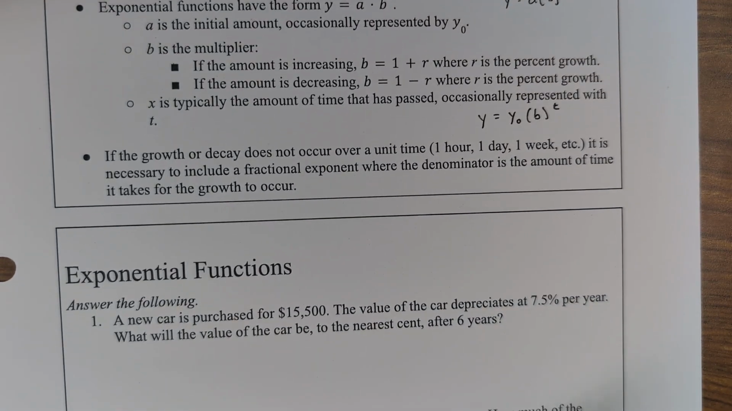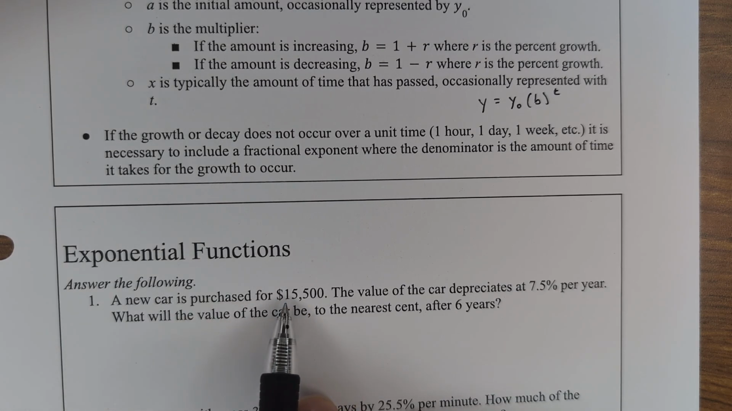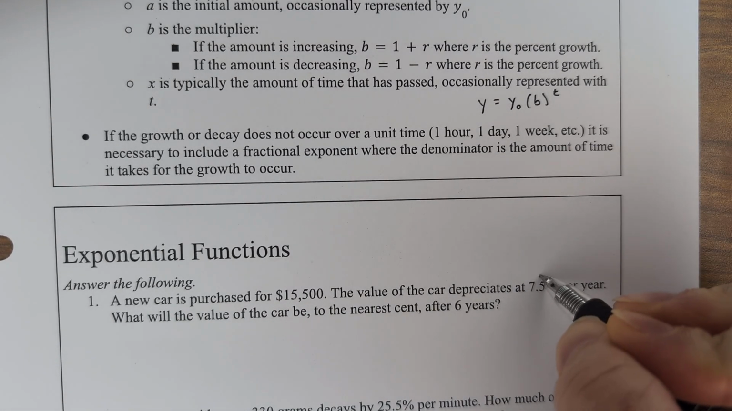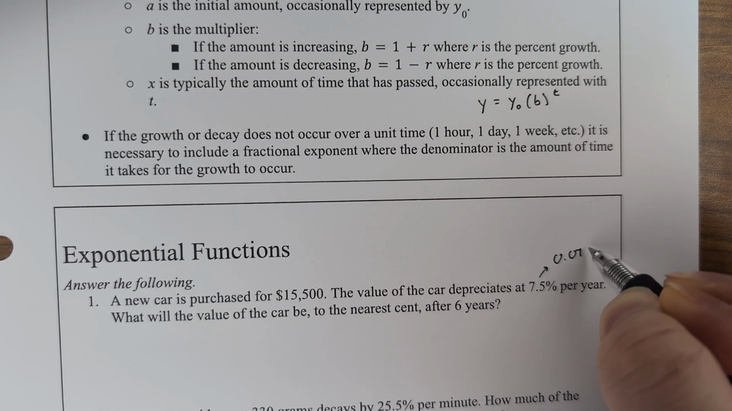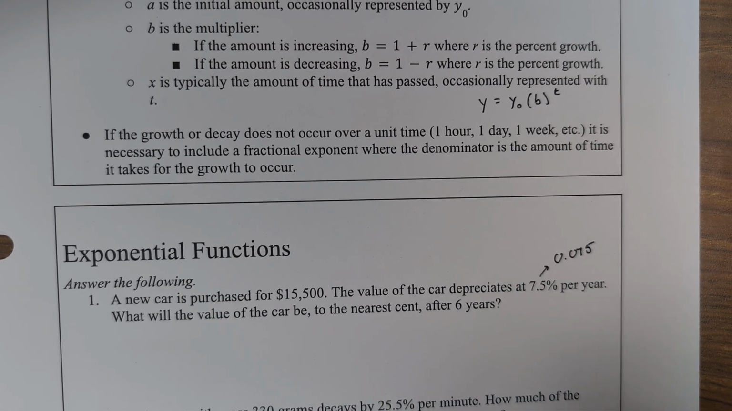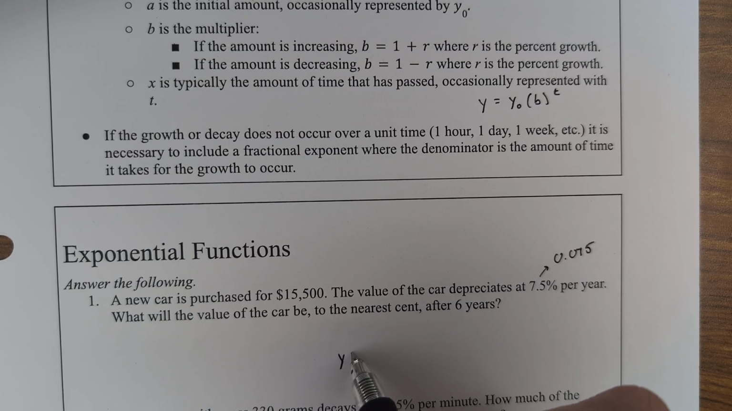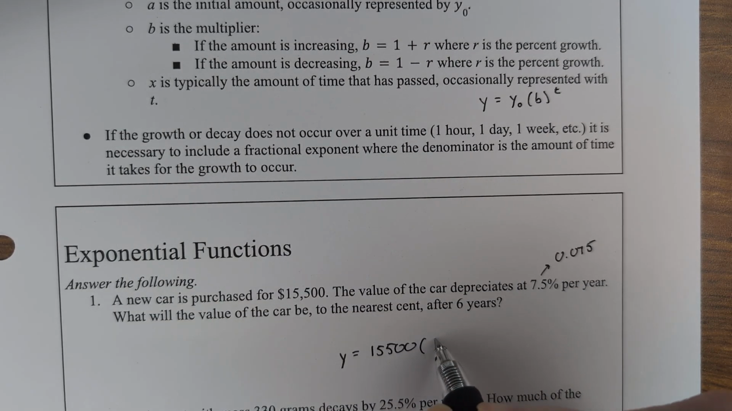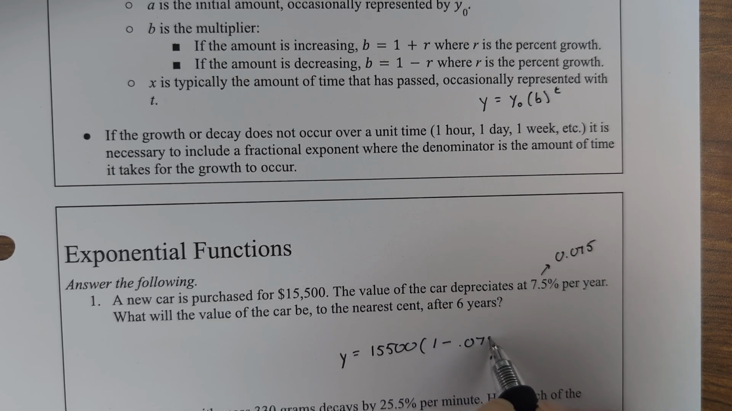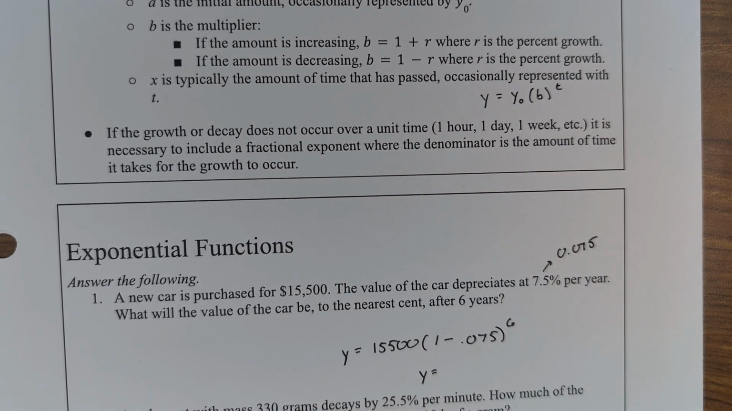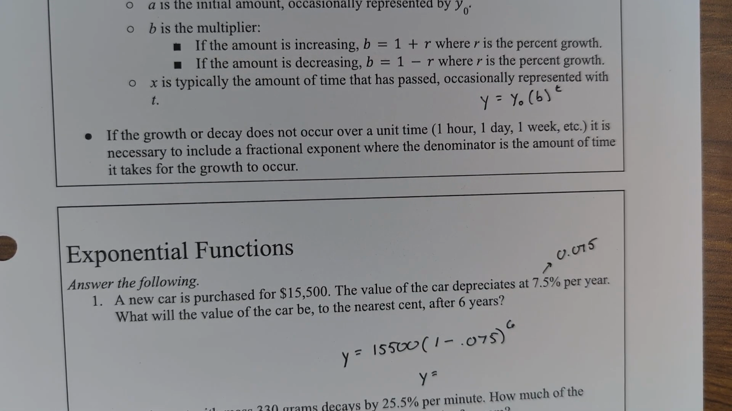But, okay. So down here, a new car is purchased for $15,500. The value of the car depreciates 7.5% per year. So the first thing we need to do is write 7.5 as a decimal, so divided by 100, so 0.075. Find the car's value to the nearest cent after 6 years. So y equals, so a is our initial amount. It's decreasing in value and after 6 years. Since that's all numbers, that is just a calculator problem.